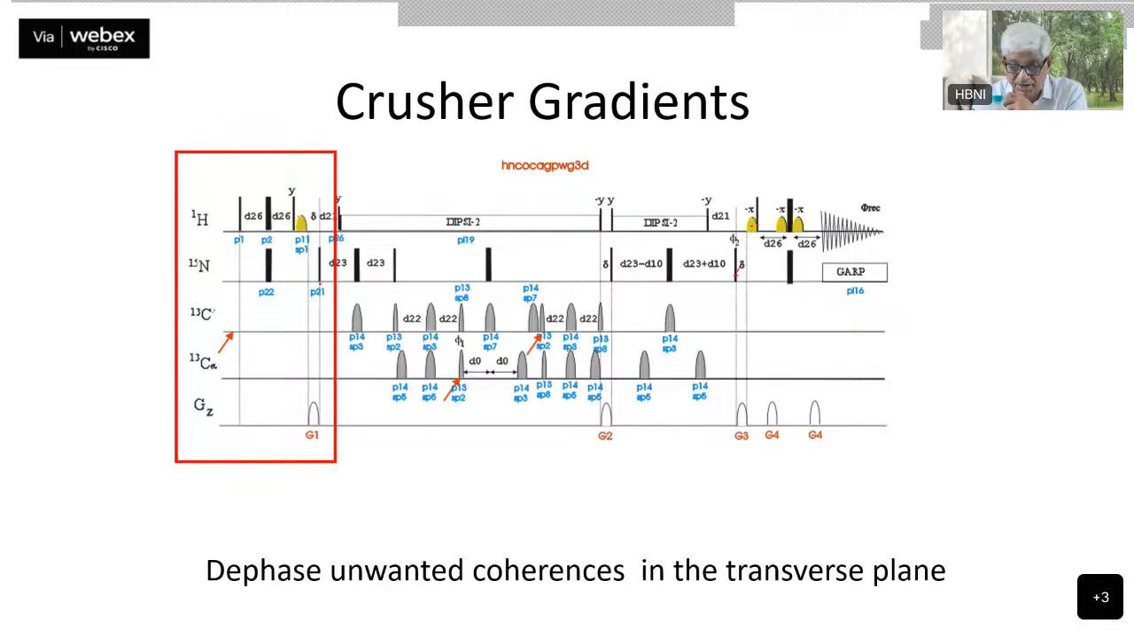And these are typical Watergate gradients, which we already talked about earlier. So they dephase unwanted coherences in the transverse plane. This is the use of the Crusher gradients. Therefore, in one scan, you can actually employ Crusher gradients at various places and retain the signal of your choice in the final detection. Okay, so I think this is the end.